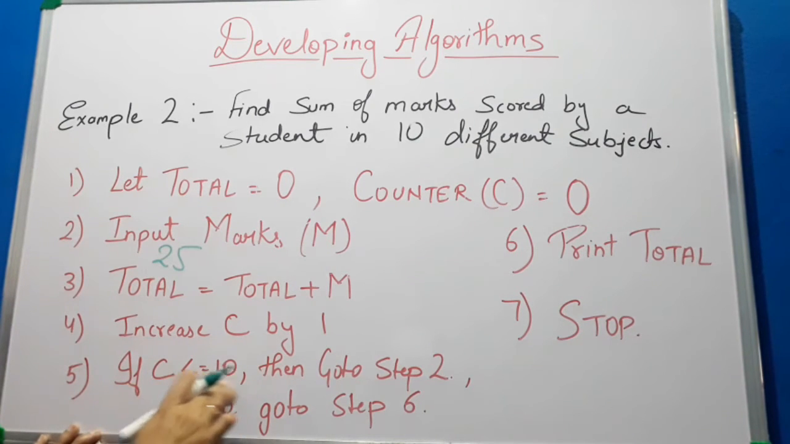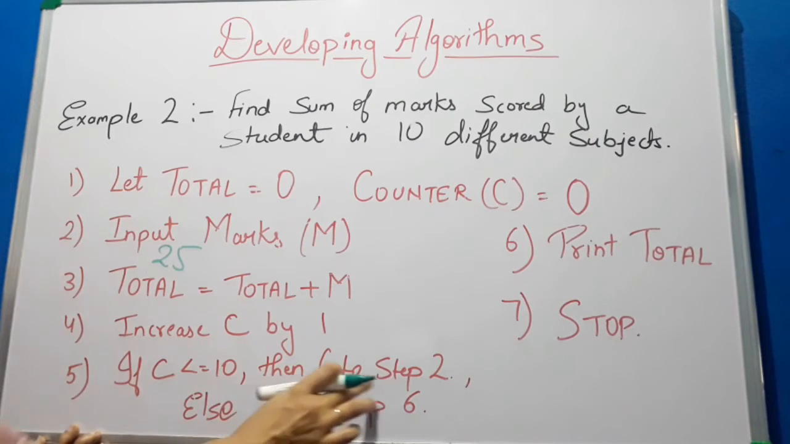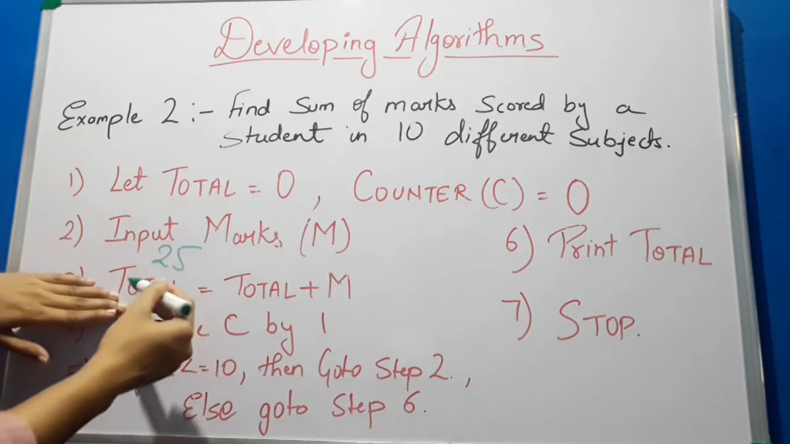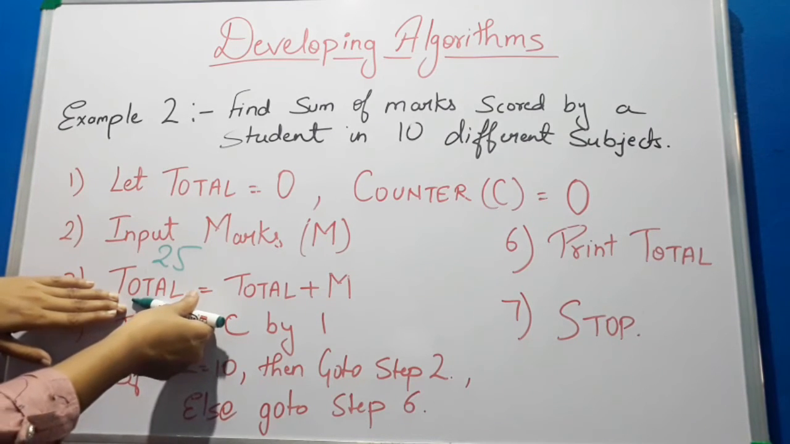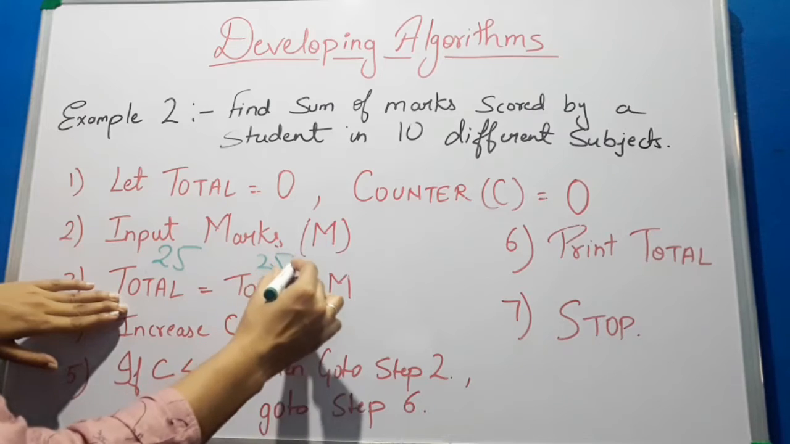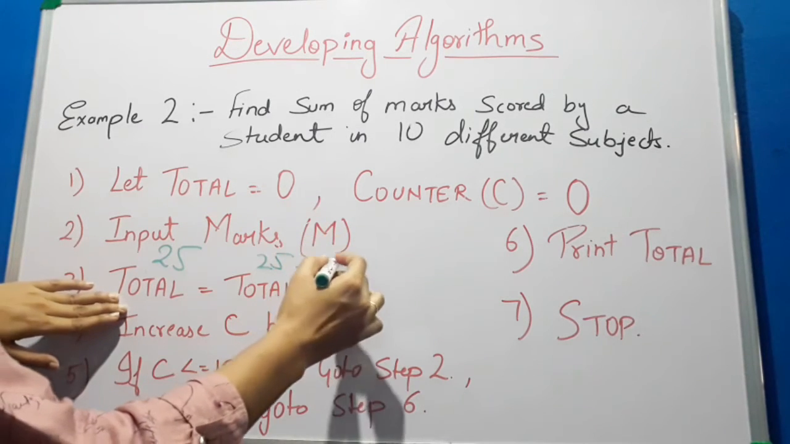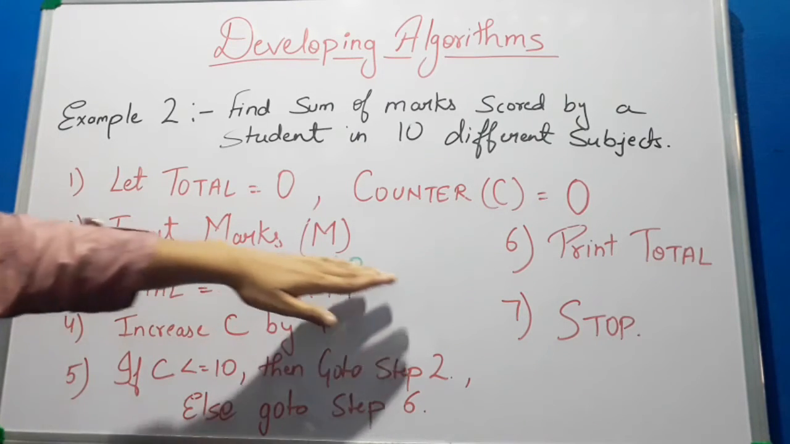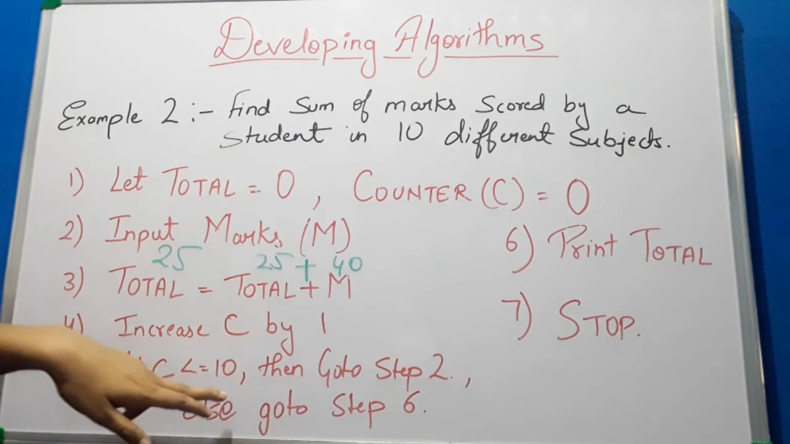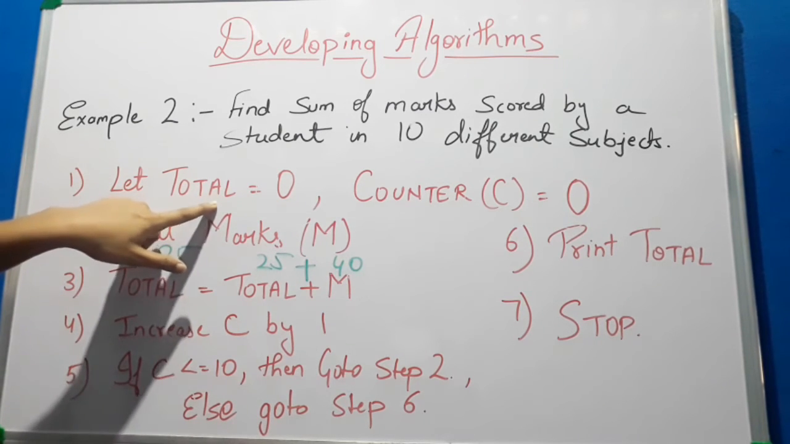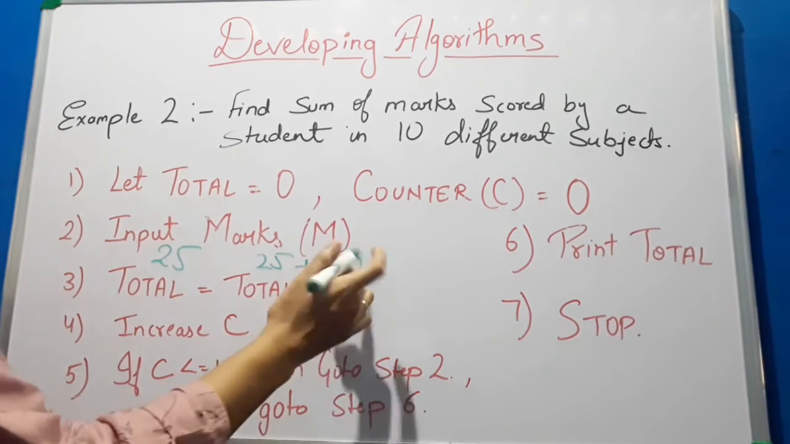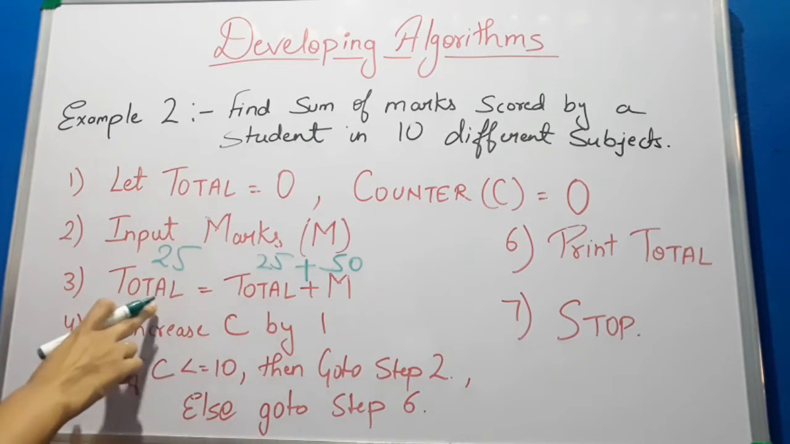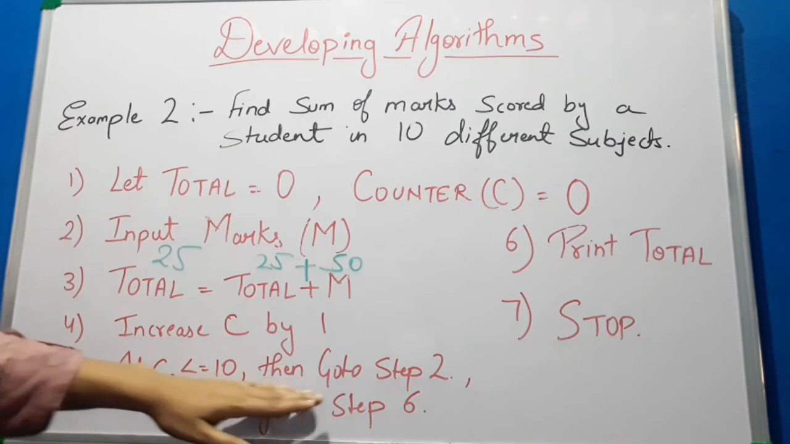Till the value of C is 1, 2, 3, 4, it will again repeat step 2 and step 3. So again the value saved in total is 25. After this it will become 25 plus whatever value you input. Suppose you have input 40, so 25 plus 40 will be stored. Again this step will go to this, again you will enter the marks. Suppose this time you have entered 50. So again 25 plus 40 plus 50 will be stored here while the process is going on.